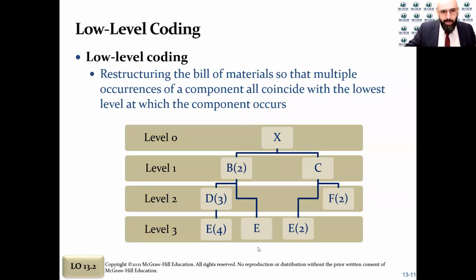All right, now another way to represent the bill of material is to use the low-level coding. The low-level coding will divide the bill of material or the tree structure into level 0, 1, 2, 3, depending on the parent and child relationship. So these are restricting the bill of materials so that multiple occurrences of a component all coincide with the lowest level at which the component occurs.